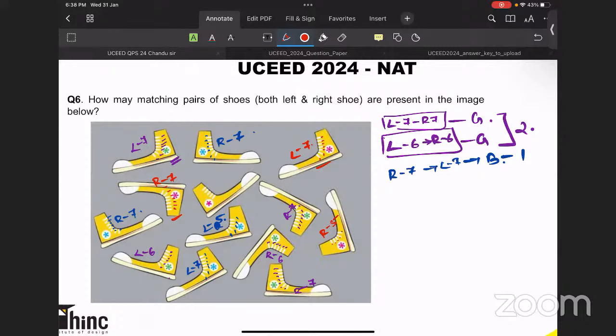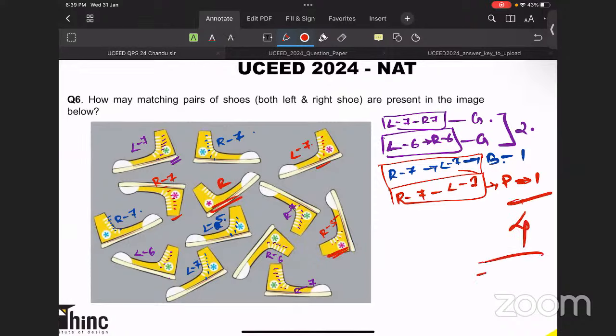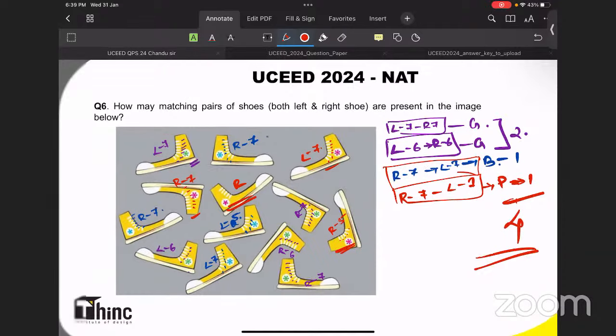And from the purple side, right 7 and left 7, another pair. We are getting another pair from purple color. That is also 1, because over here, this is also right. Even I don't need to count because right, not suitable. So total 4, the numerical answer, 4 is the right answer.